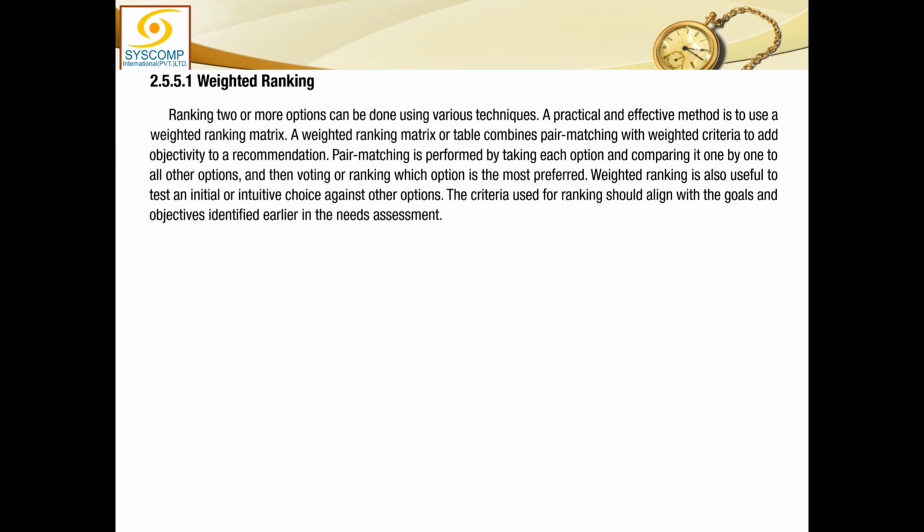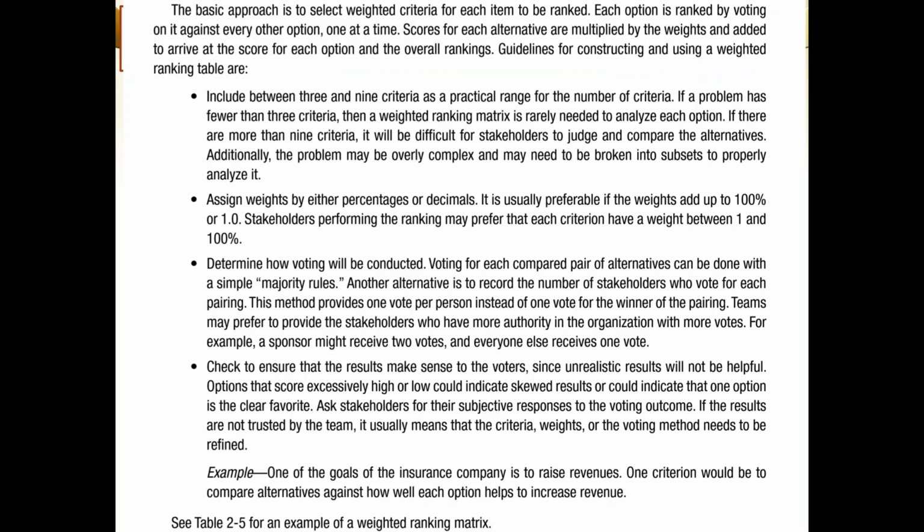Pair matching is performed by taking each option and comparing it one by one to all other options, and then voting or ranking which option is the most preferred. Weighted ranking is also useful to test an initial or intuitive choice against other options. The criteria used for ranking should align with the goals and objectives identified earlier in the need assessment. So the basic approach is to select weighted criteria for each item to be ranked. Each option is ranked by voting on it against every other option one at a time. Scores for each alternative are multiplied by the weights and added to arrive at the score for each option and the overall ranking.